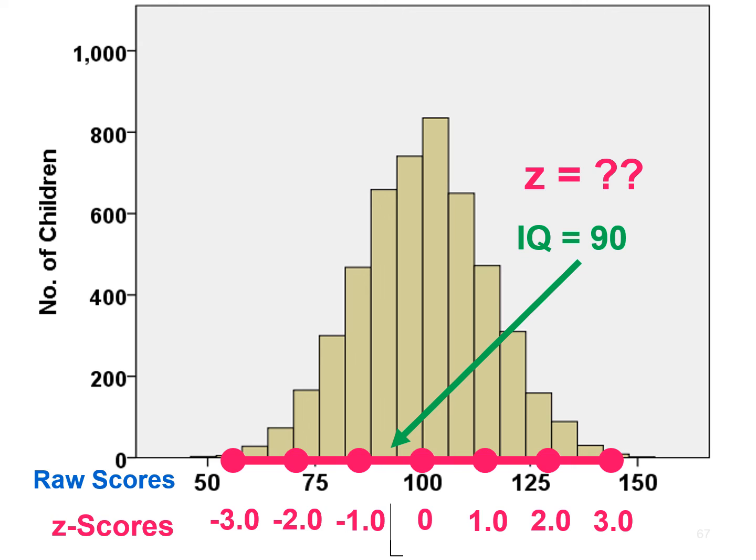What about an IQ score of 90? Is the z-score going to be positive or negative? The z-score is definitely negative because the raw score of 90 is less than 100, which is the mean. Also, we know that the z-score of 90 must fall between two numbers, -1 and 0. We could guess that the z-score is something like -0.70 or -0.80, but that's just a rough estimate. We can use the scale at the bottom of the histogram to make rough estimates of z-scores. However, if we want precise z-scores, we usually have to use a formula.